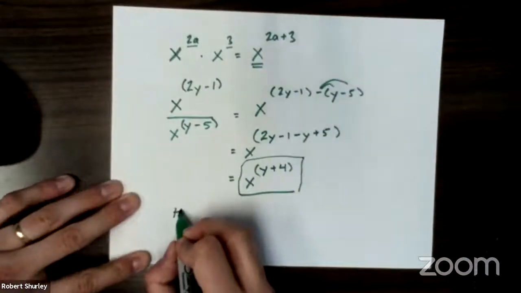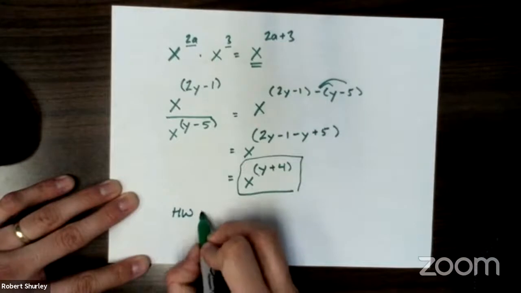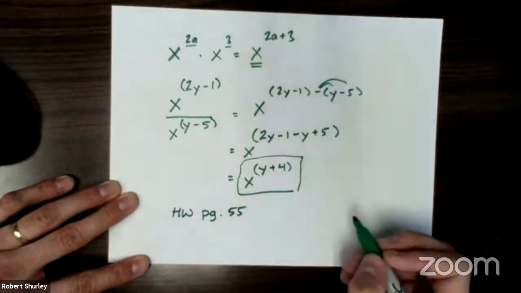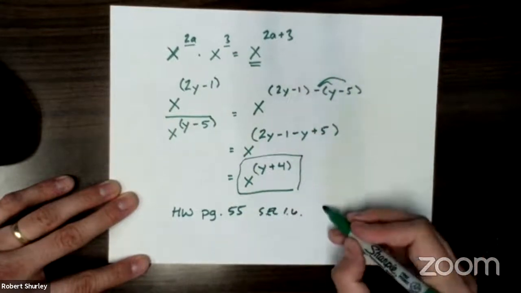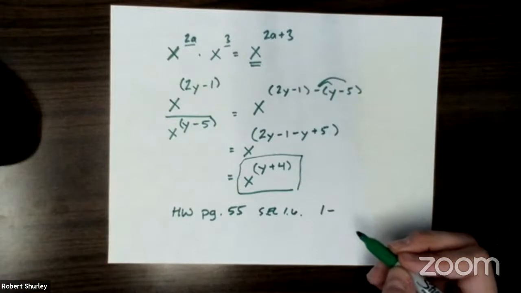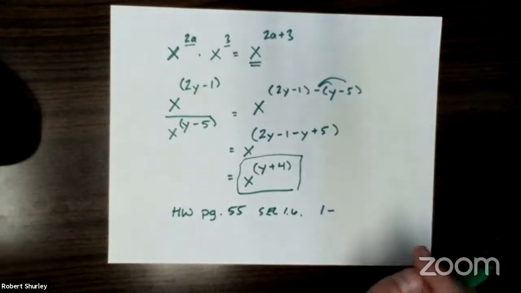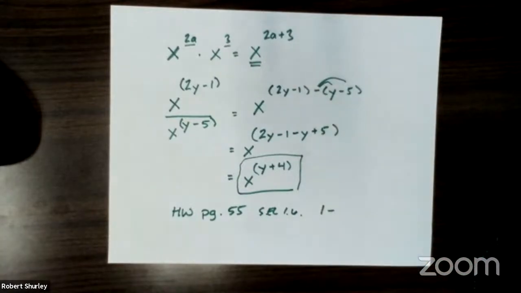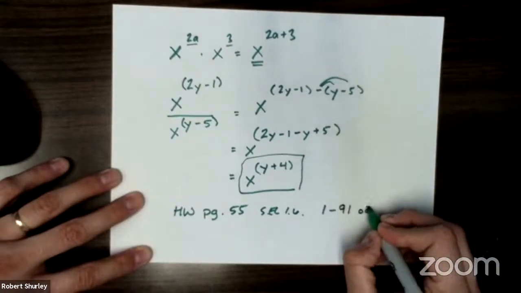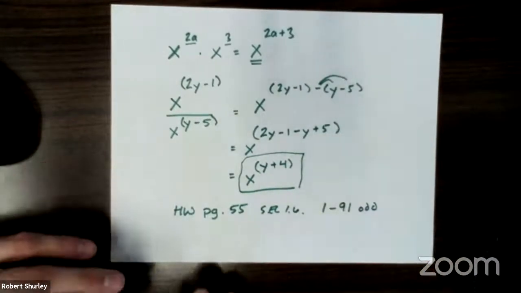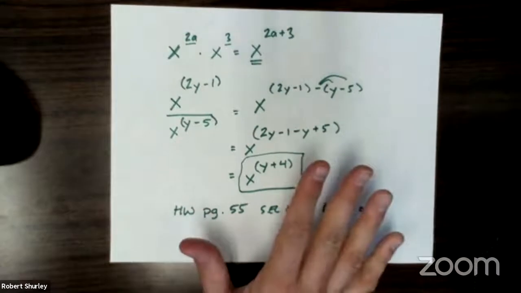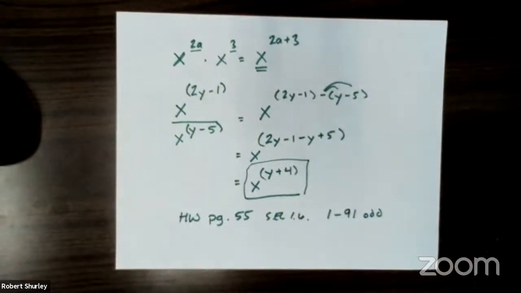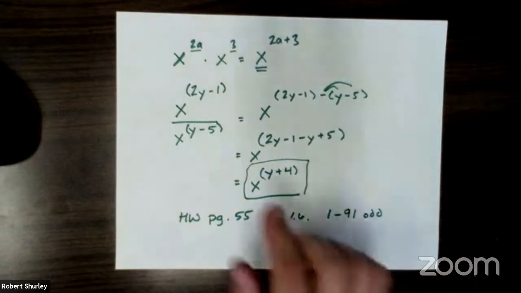So let's say for homework, this is on page 55 in section 1.6. I want you to do numbers 1 through, this is going to feel like a lot, 1 through 91 odd. And I know that's going to feel like a lot, but I'll tell you, a lot of them are real quick at the very beginning. So 1 through 91 odd. And if you can't get through all of them, do every other odd, and then come back in tomorrow's lecture. We'll build on this topic.